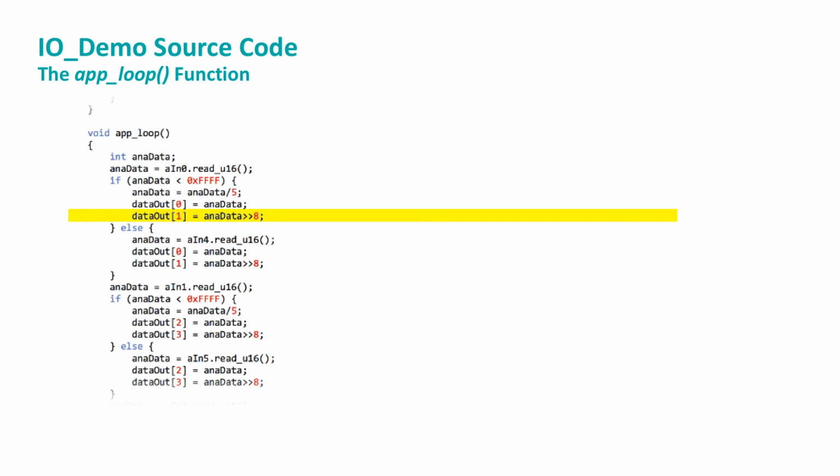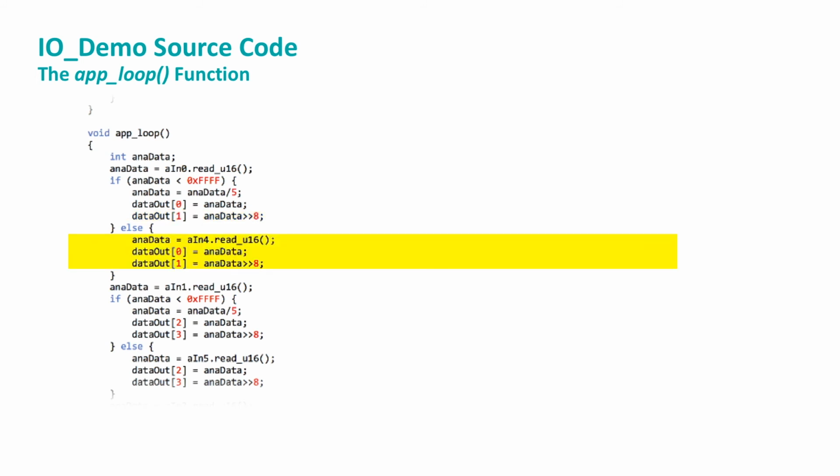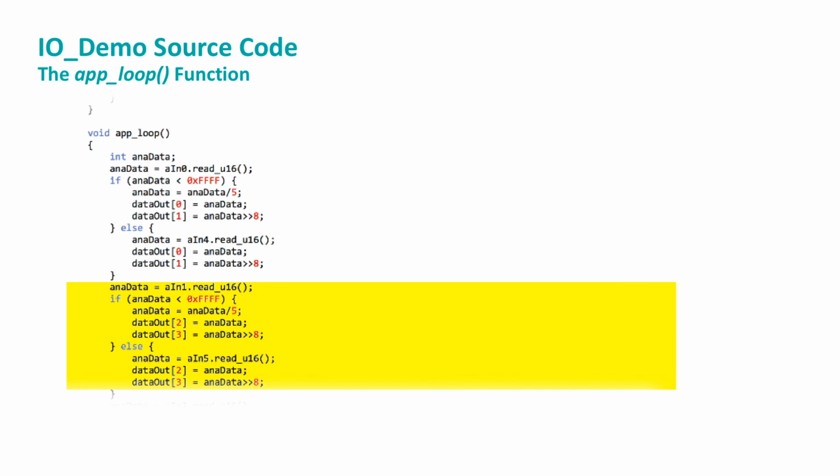That means that the voltage on the input was too high to convert, and in that case, the firmware reads the value from the divided input, that is, AN4. We do the same thing for analog input 1. If it overflows, we read analog input 5 instead. The data values are packed into elements 2 and 3 of the data out array.